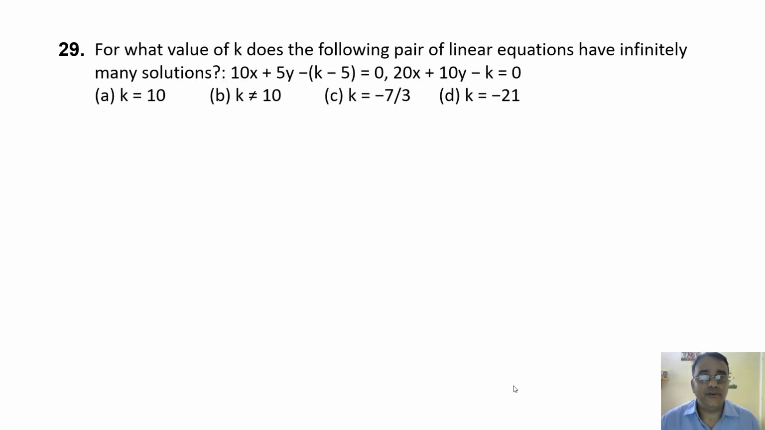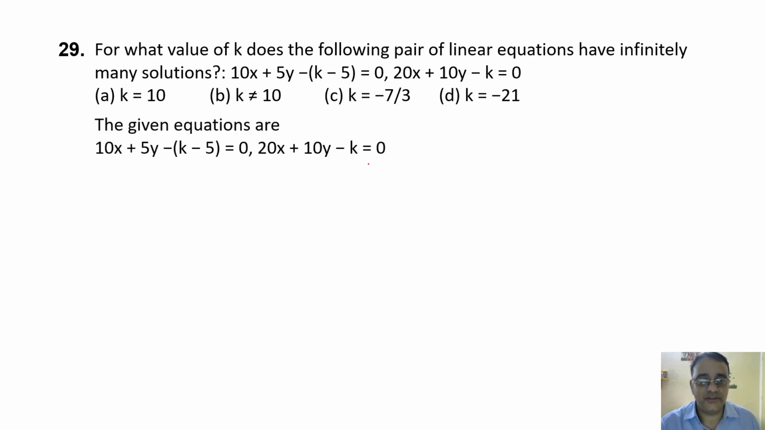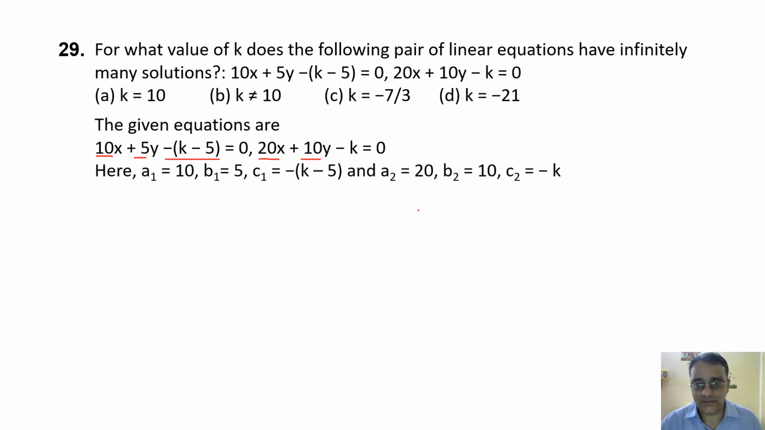So now 29th question. For what value of k does the following pair of linear equations have infinitely many solutions? 10x plus 5y minus of k minus 5 is equals to 0. 20x plus 10y minus k is equals to 0. These two equations are already in standard form, right? So we are going to write both the equations. Now what is the value of a1? 10. b1? 5. c1? Minus of k minus 5. And a2? 20. b2? 10. And c2? Minus k. Right. So we got this one.